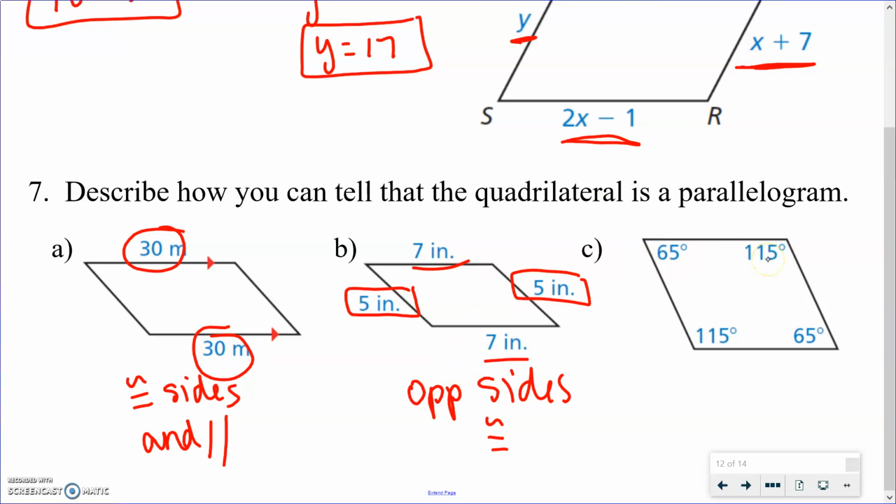This one, I notice that this angle and this angle are congruent, and this angle and this angle are congruent, and so those are opposite angles that are congruent. So two sets of opposite angles that are congruent. That's why I know that is a parallelogram. Okay?